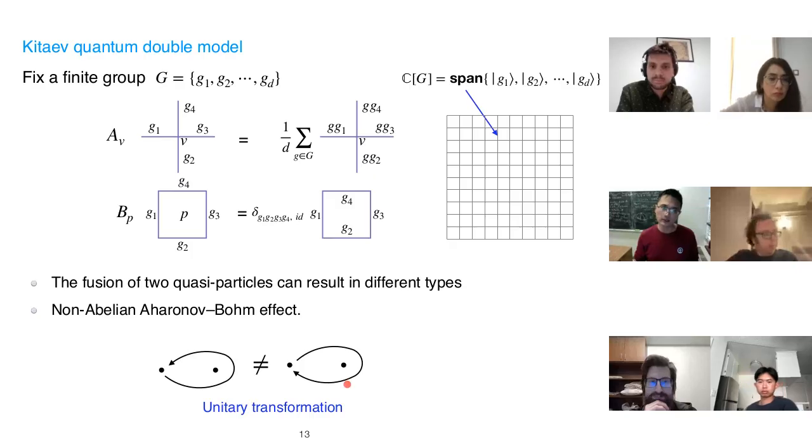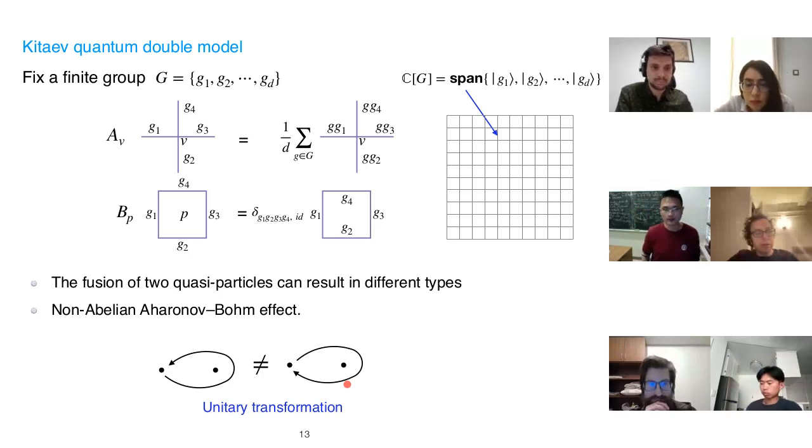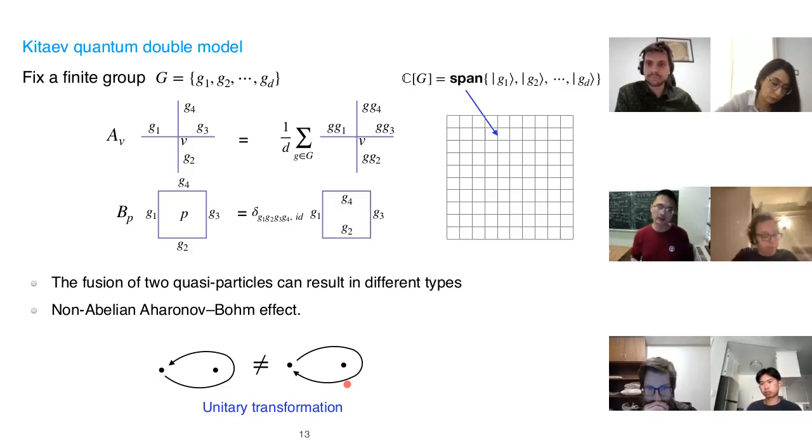But in this general model, two new phenomena arise. First of all, the fusion of two quasi-particles can result in different types of quasi-particles, different from the previous model. Also, the so-called non-Abelian Aharonov-Bohm effect, which means when you swap two quasi-particles clockwise, they behave differently from the swap in the counterclockwise. Again, this feature doesn't arise in the previous model, but it could arise in the general case.